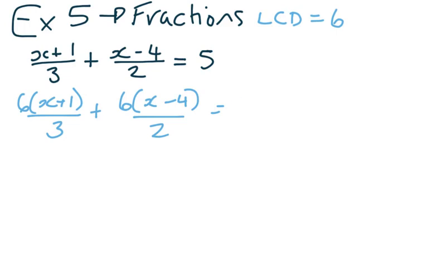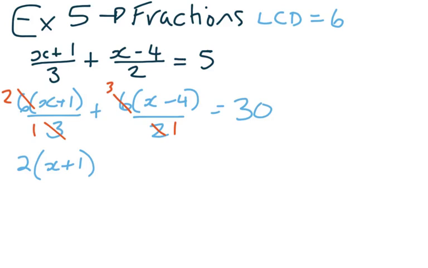including that last one, so we end up with 30 at the end. And again, these two things can cancel down, leaving us with 2 and 1. And these two can cancel to leaving us with 3 and 1, which then just leaves us with 2 brackets x plus 1, because 2 divided by 1 is 2, and 3 divided by 1 is 3. So we end up with plus 3, x take 4, equals 30.